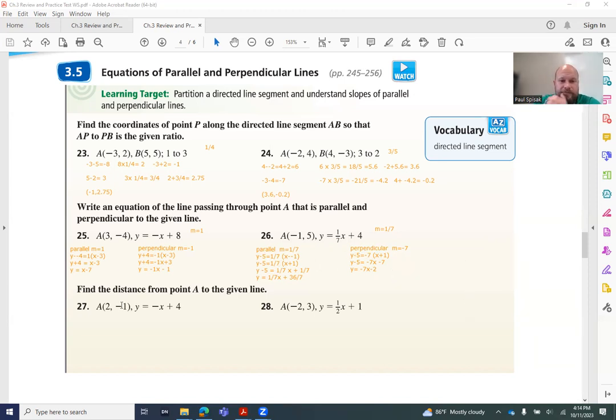All right. Then on 27, it said find the distance from point A to the given line. We're not doing this one. We're not doing anything like this on the actual test. Again, 25 and 26, yes, we're going to do something like that. But 27 and 28, we're not going to do. And that's going to take several steps. And since I don't have my pen with me, I'm not going to run through all those steps right now.